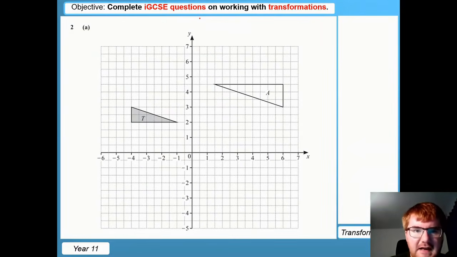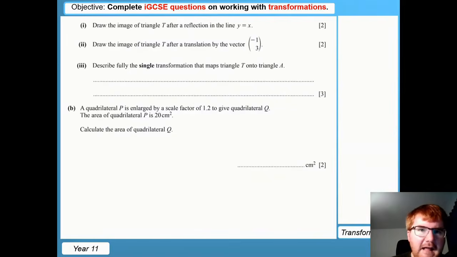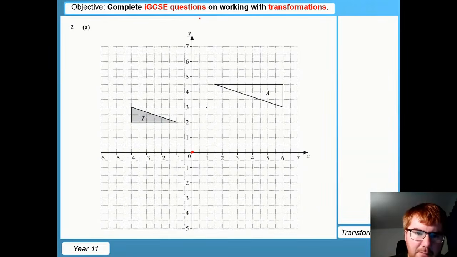So we've got our question 2A here, so we've got our grid which we're going to work on, and we're going to go through the following questions. The first thing we need to do is draw the image of triangle T after a reflection in the line y equals x. So what does the line y equals x look like? Well, the coordinates have to be the same. So if we take this grid, for example, then 1 and 1. Y has to be the same as x. 2 and 2, 3 and 3, and also for the negatives as well. So minus 1 and minus 1, minus 2 and minus 2, minus 3 and minus 3, minus 4 and minus 4.